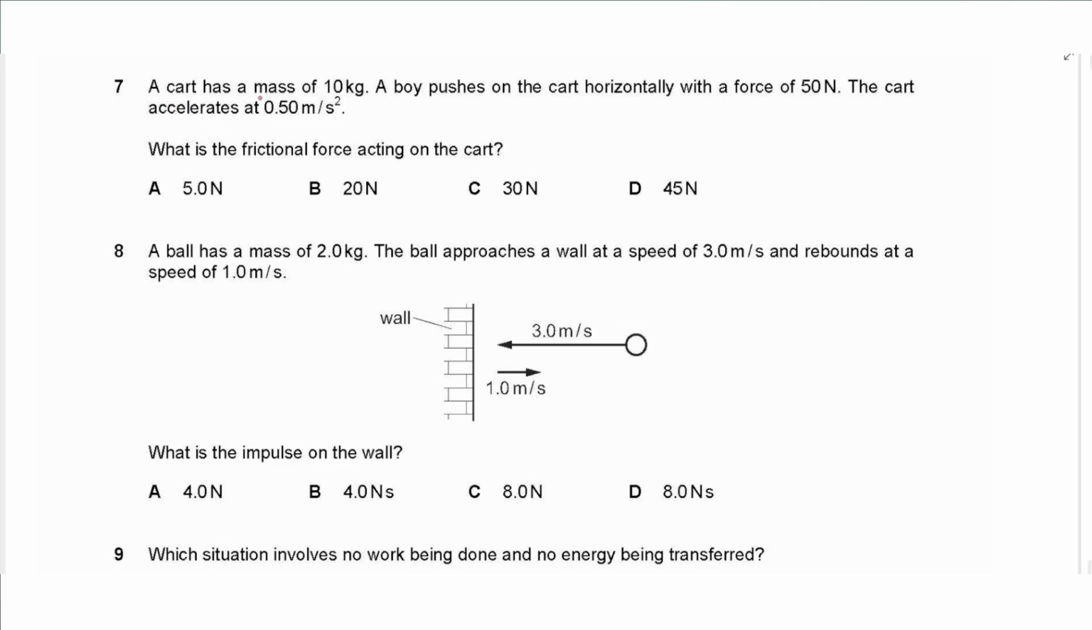Question 7 says a cart has a mass of 10 kilograms. A boy pushes on the cart horizontally with a force of 50 newtons. The cart accelerates at 0.50 meters per second squared. What is the frictional force acting on the cart? So we have an object with a forward force of 50 newtons and an opposing force unknown. We can use the equation F is equal to ma, but F is equal to the resultant of these two forces. So 50 minus F is equal to the mass, 10 kilograms, multiplied by the acceleration, 0.50. So we can replace these here. 10 times 0.50 is 5, so we calculate 50 minus 5, that's 45 newtons. So the answer is D.